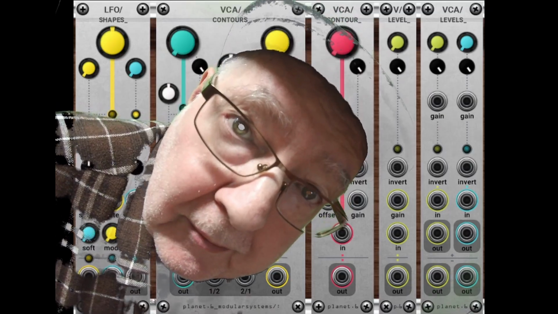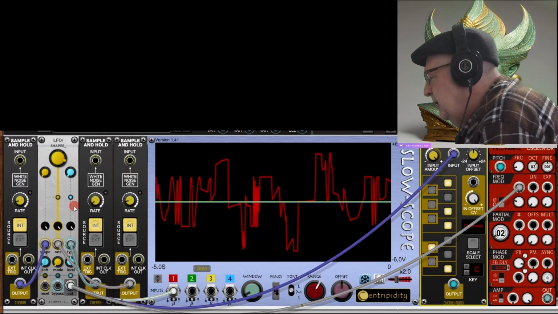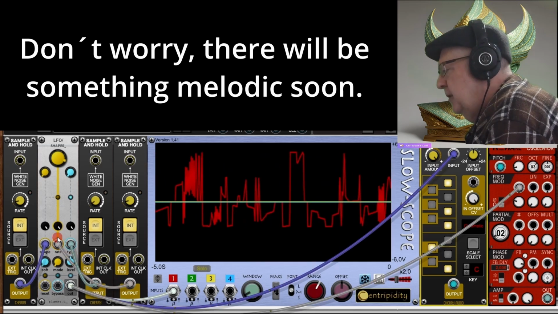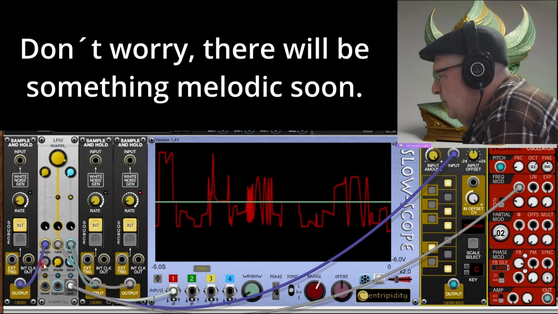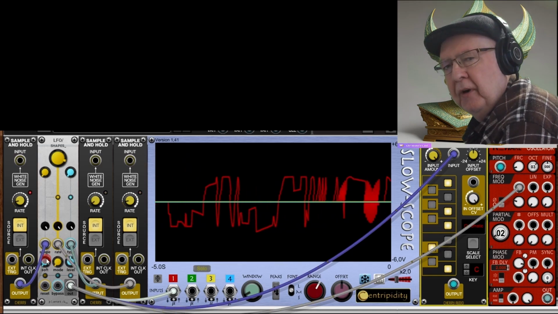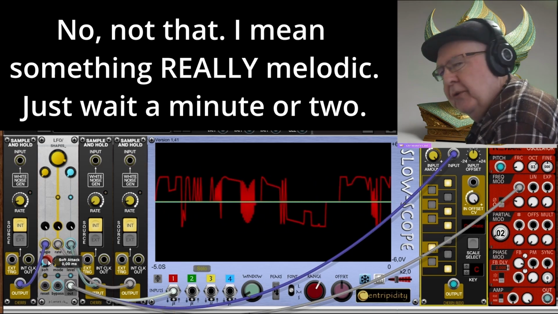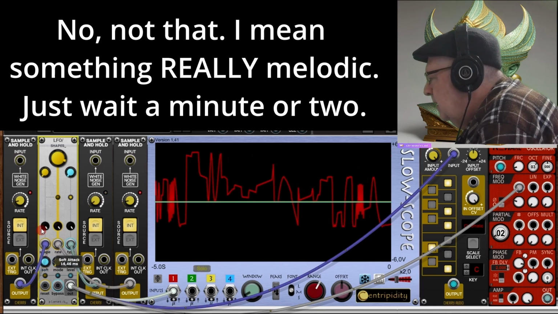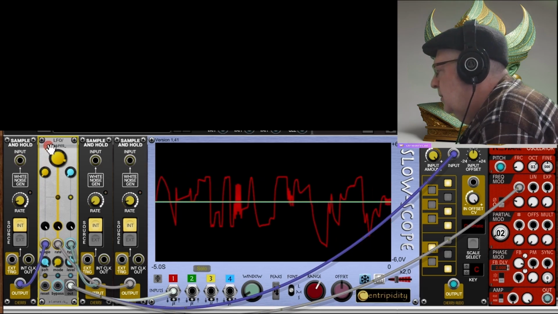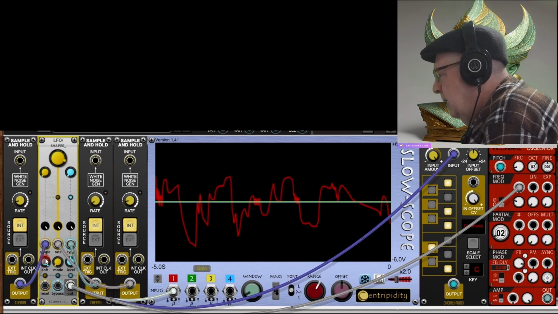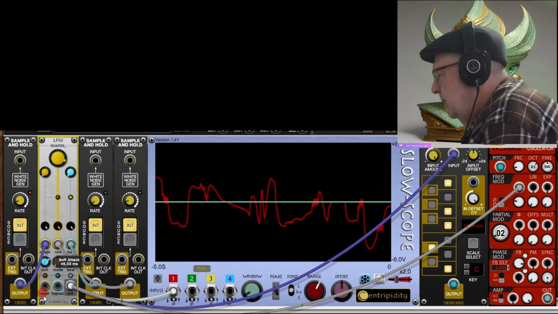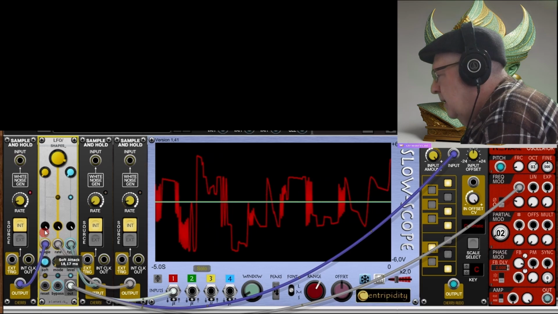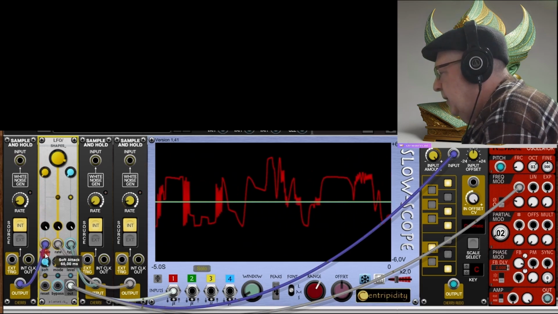Wait, that's not all yet. A third sample and hold unit shall modulate the rate of the LFO, and let me soften the transitions from one waveform to the next one with this soft knob here. Okay, and back again. And soft again.